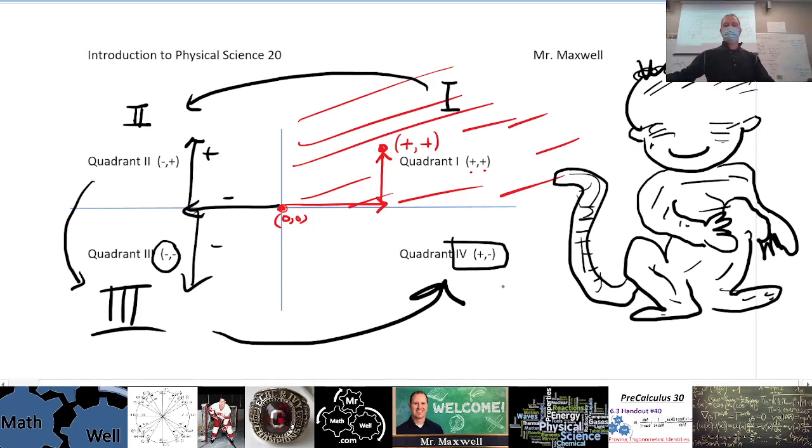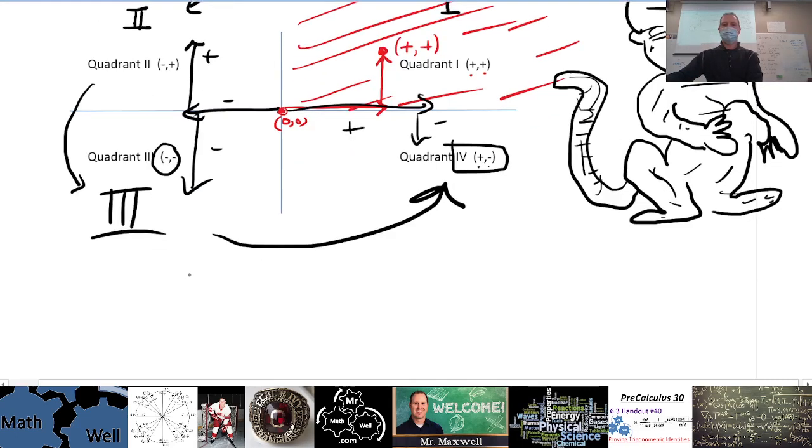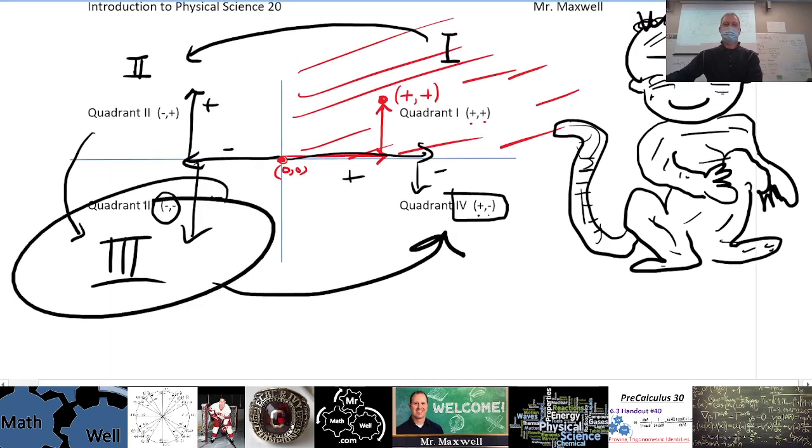Quadrant 4 is over here. Plus minus, guys. Watch this. Positive x direction, minus y direction. There he is, he's back. All right. So quadrant 3 is monkey quadrant. Okay, that's fine. We can remember it that way. Monkey quadrant.